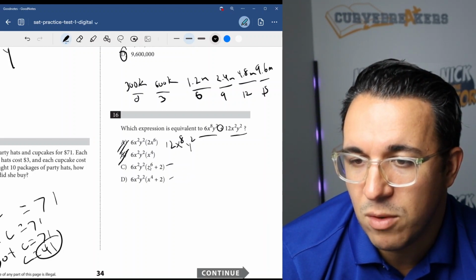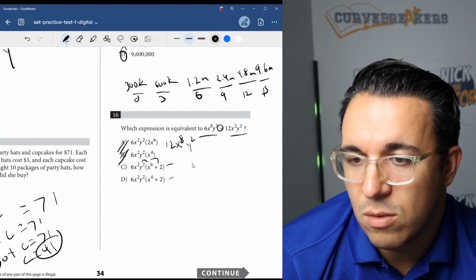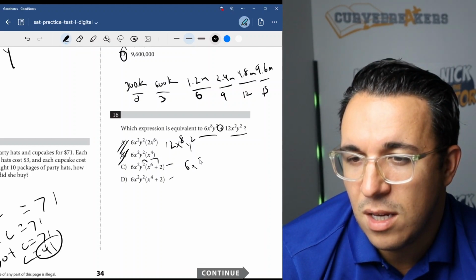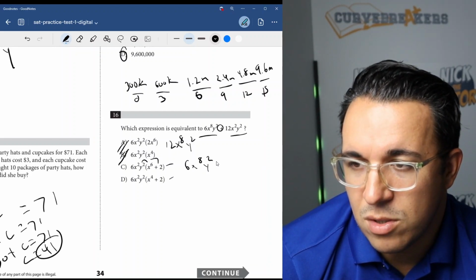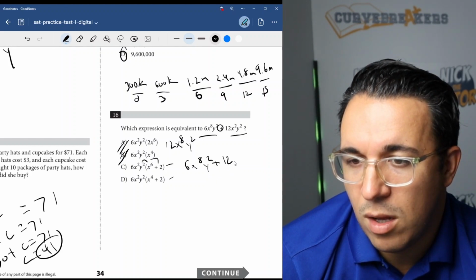The first thing, we're going to FOIL this, right? So we're going to have 6x to the 8th y squared, which is good, plus 12x squared y squared. That is going to be correct.